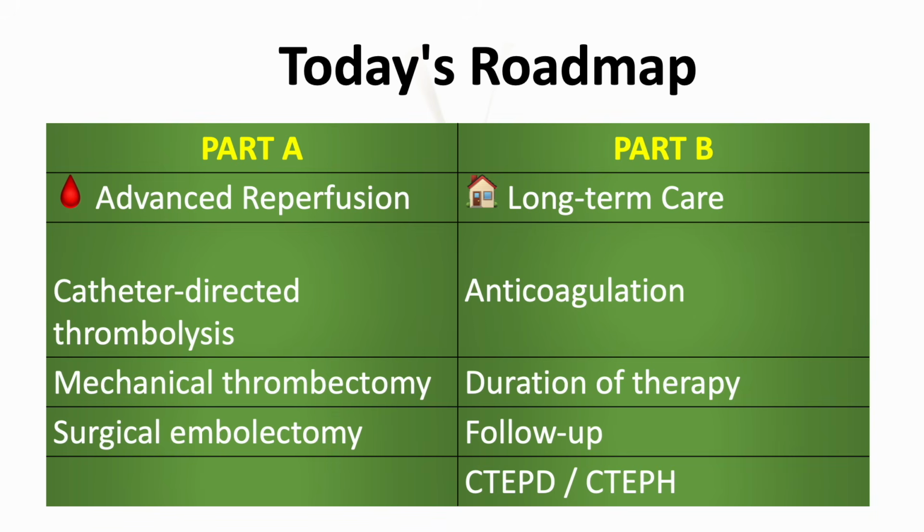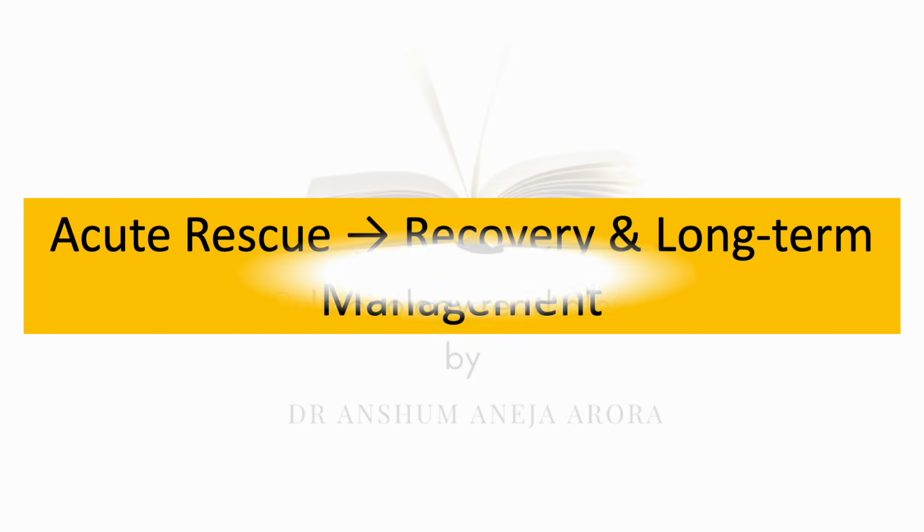And in the second part of this video, we'll be talking about the long-term care, deciding on anticoagulation, duration, how to follow up, what to see in follow-up, and how to ensure that the patient hasn't developed CTEPH or chronic thromboembolic pulmonary hypertension. So, in the final episode, we are reviewing the advanced techniques during hospitalization and follow-up care. So let's move from acute rescue to recovery and management.